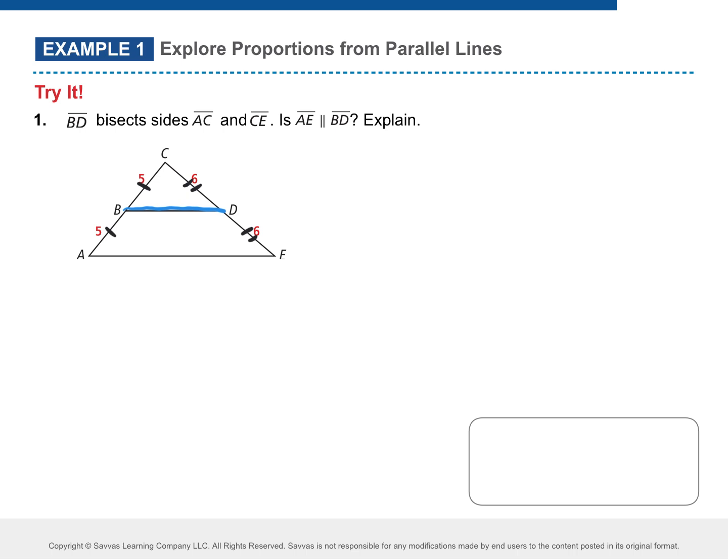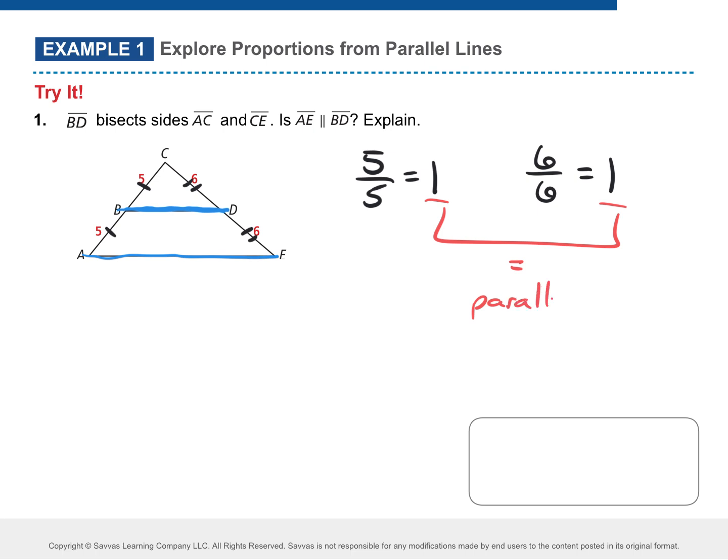Okay, so it's asking if BD, so our line here, and AF are parallel to each other. How do we figure that out? What did we just talk about? Dividing. The side proportions, right? We've got to see if they relate to each other by their ratios. So what's a ratio I can set up for the left side? 5 over 5, which is 1. And the other side is 6 over 6, which is 1. So what does that tell us? That they are parallel. Yep, these are equal, so that means that they are parallel.